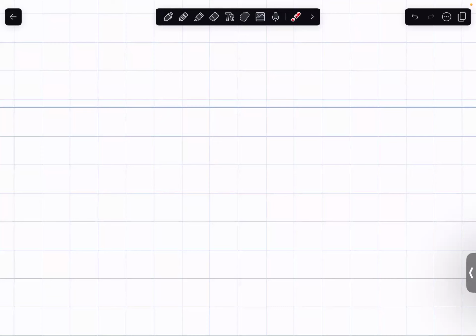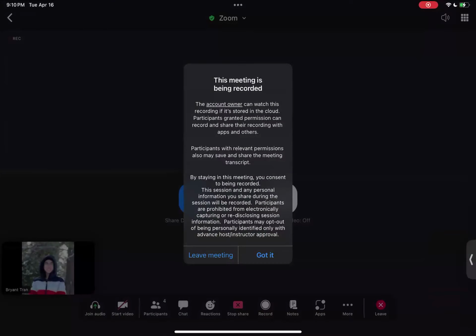When you see the audio, join with no audio, so that it doesn't have an echo.